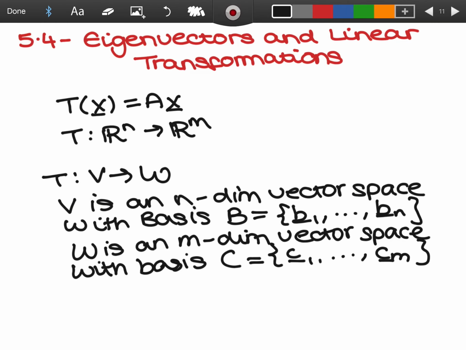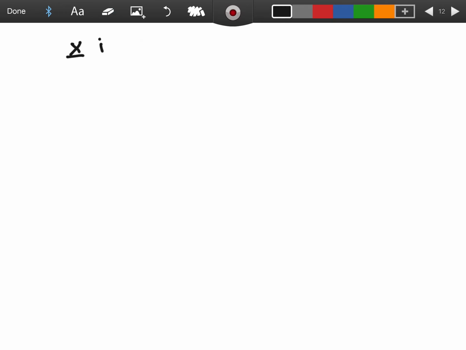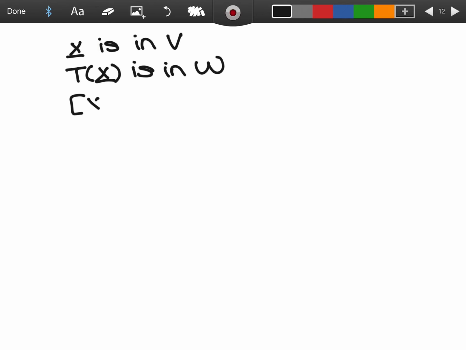So taking a vector X in V, it can be mapped to W, because we know that T takes V to W. So X is in V, T of X must be in W. I want to look at X with respect to this basis B, and I want to see where this lies.